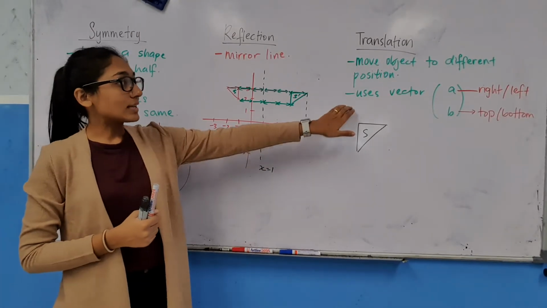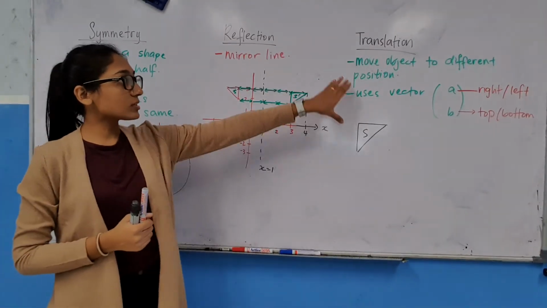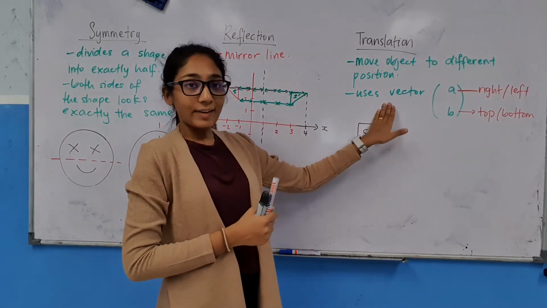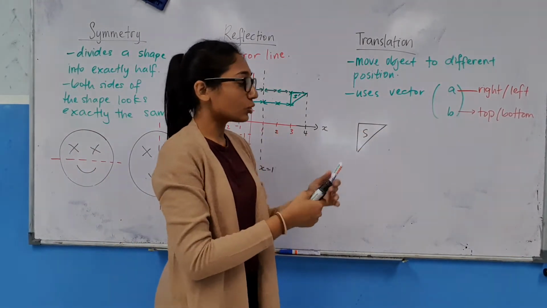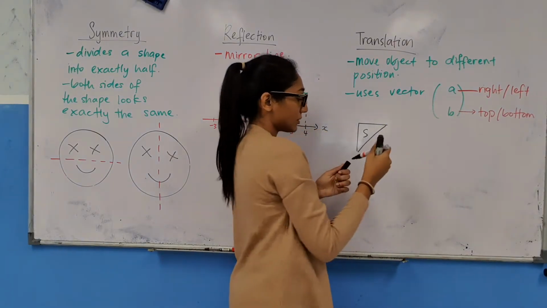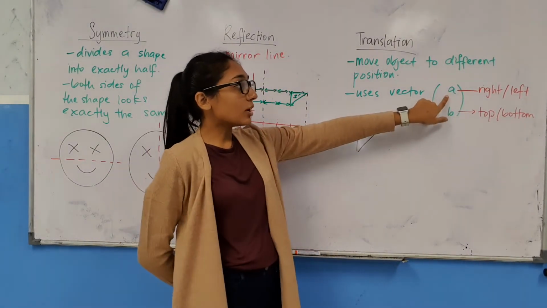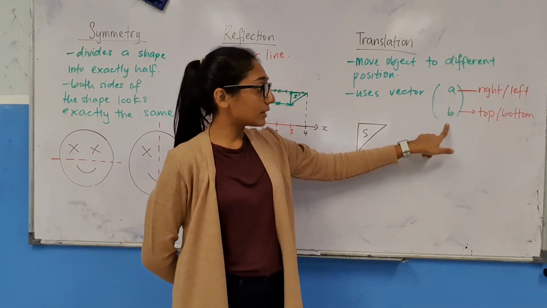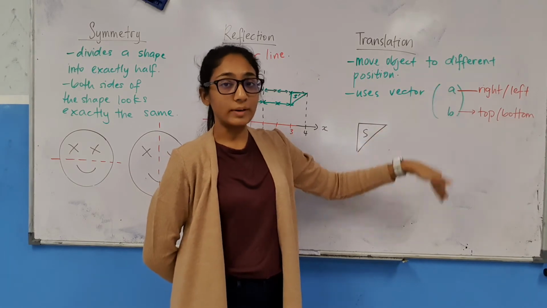Okay, then we look at translation. Translation is when you move an object to a different position. And then you use a vector. A vector is written like this. You don't have a line in the middle. If there's a line in the middle, it means it's a fraction. This is not a fraction, this is a vector. The number at the top will tell you move to the right or to the left. The number at the bottom will tell you you're moving up or down.